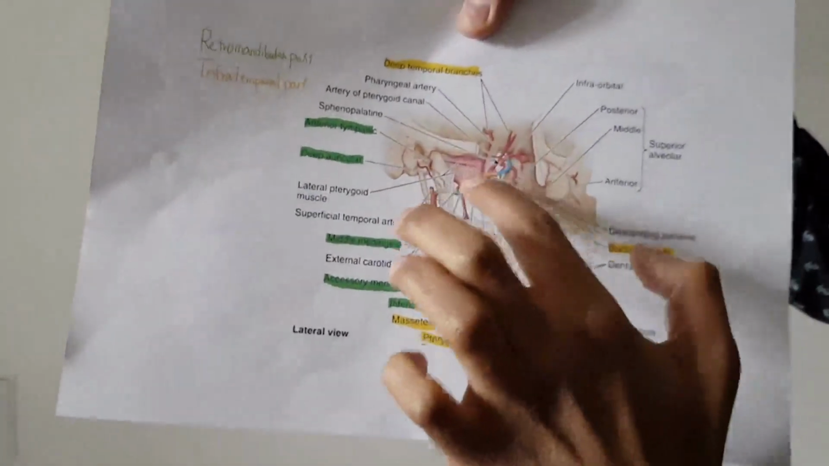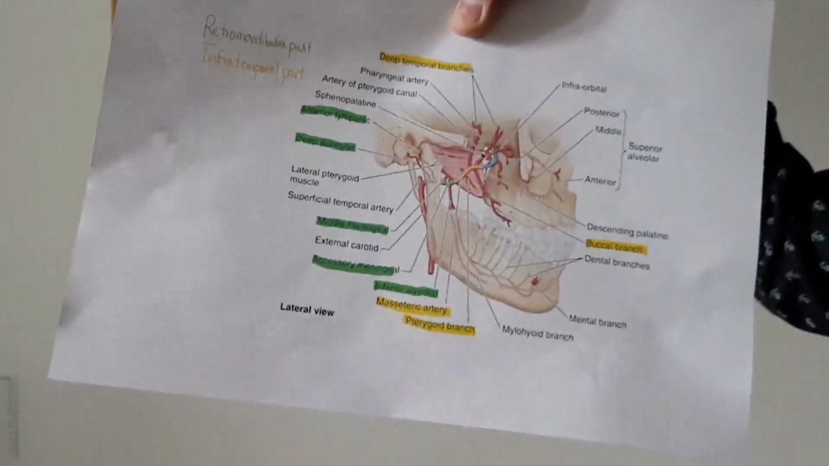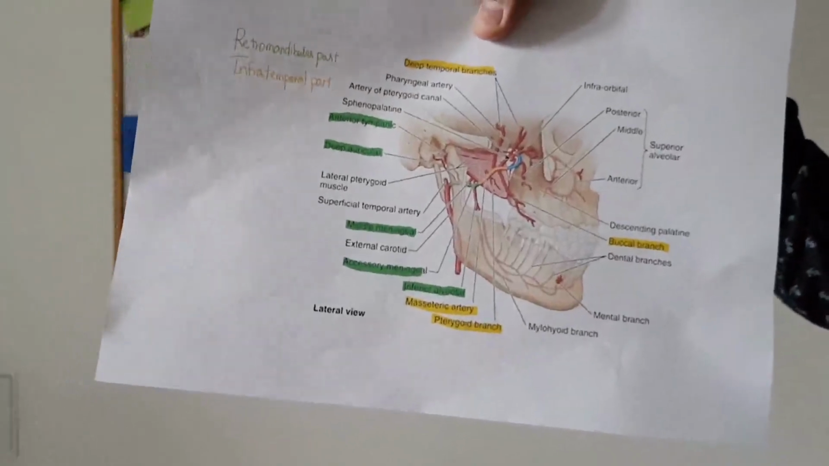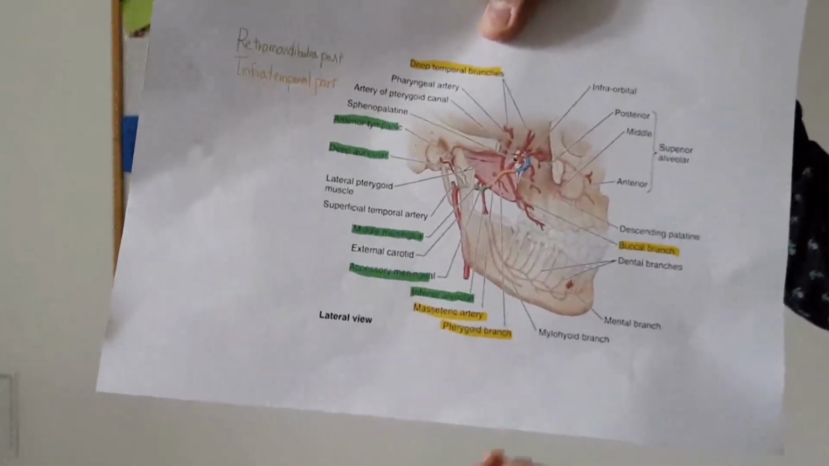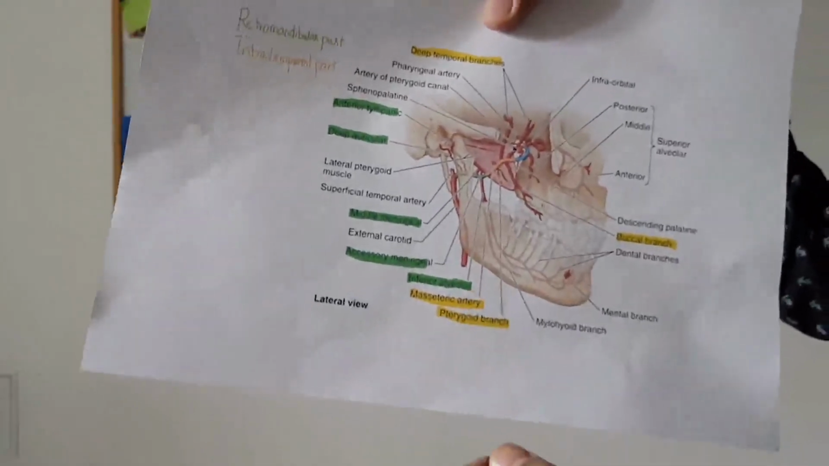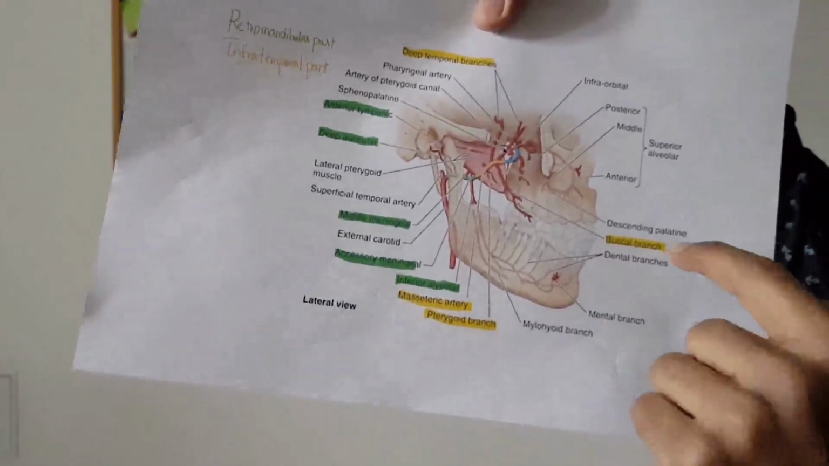The infratemporal part gives rise to arterial branches that provide blood supply to the muscles. So there are the deep temporal branches, there is the masseteric artery, there is the pterygoid branch, and then there is the buccal branch.